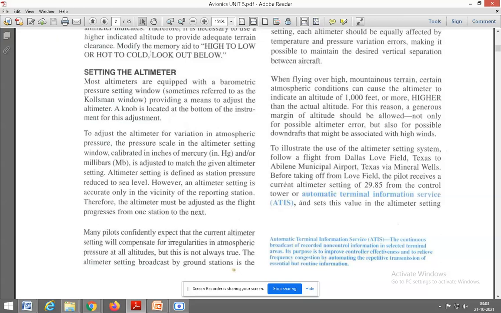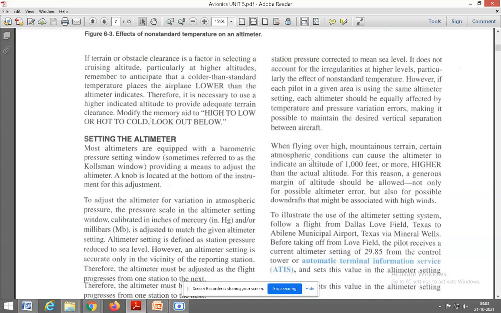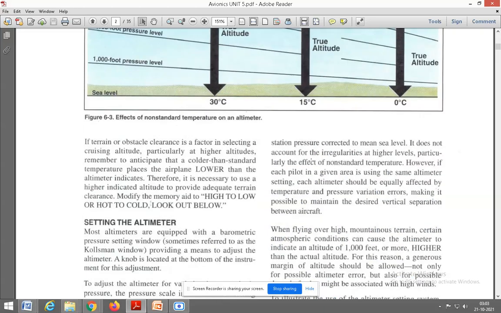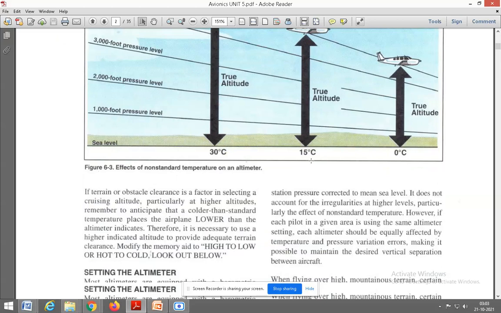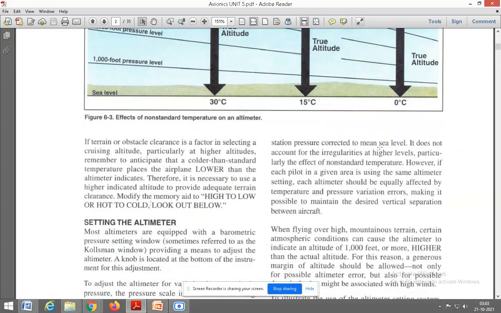Okay, so the altimeter setting broadcast by a ground station is the station pressure corrected to mean sea level. It does not account for the irregularities at a higher level, particularly the effect of non-standard temperature. However, if each pilot in a given area is using the same altimeter setting, each altimeter should be equally affected by temperature and pressure variation error, making it possible to maintain the desired vertical separation between the aircraft.